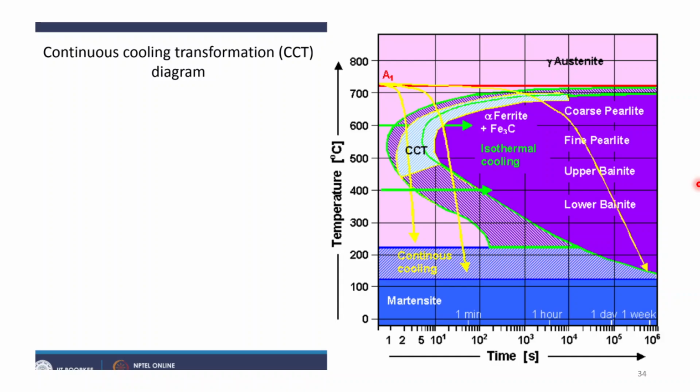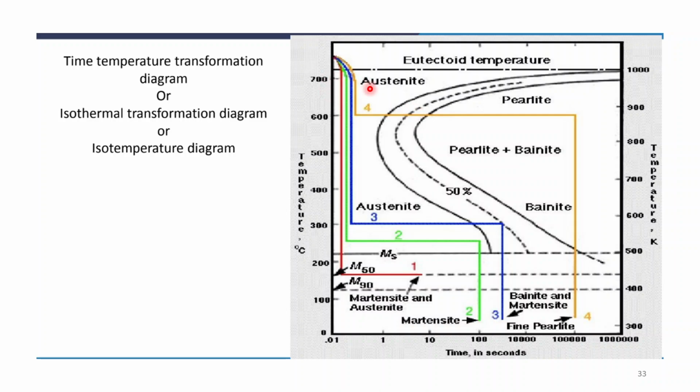Next is continuous cooling transformation. In the previous case you were holding your steel at a particular temperature.